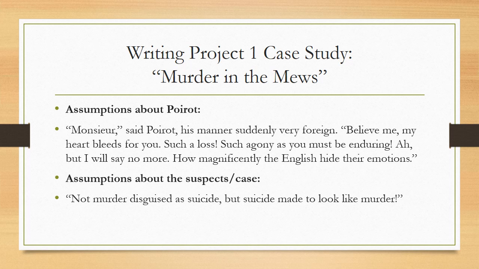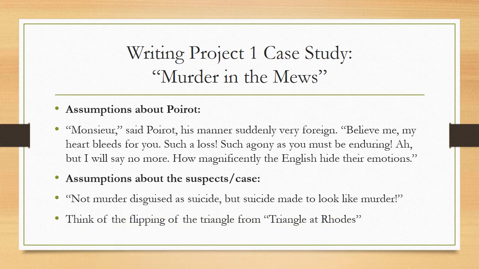Again, what we think at the beginning of the story completely shifts by the end, but it's all very true and believable because of how she constructs the mystery and the clues she plants. But even though there are these clues there, we miss them, and that's that understanding between author and audience. So I already mentioned thinking of the flipping from the Triangle at Rhodes.